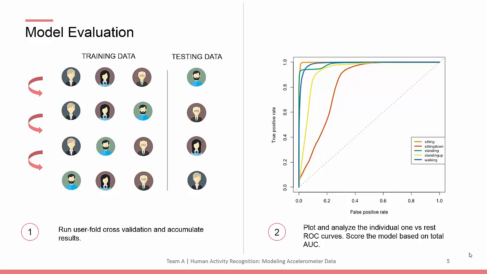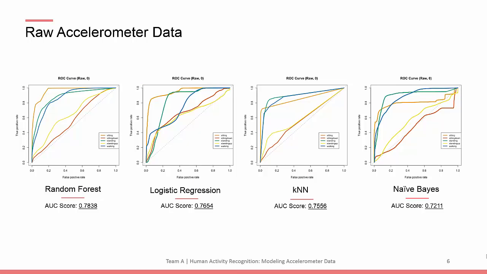An ROC curve visualizes classifier performance by plotting true positive rates against false positive rates of a classifier, with the optimal point being where true positive rate equals 1 and false positive rate equals 0. When making instantaneous predictions on the raw data, our random forest performs highest, with an AUC score of 0.7838. Additionally, observing the ROC curves, it is interesting to note that all the tested models appear to have the most difficulty classifying the transition movements sitting down and standing up.